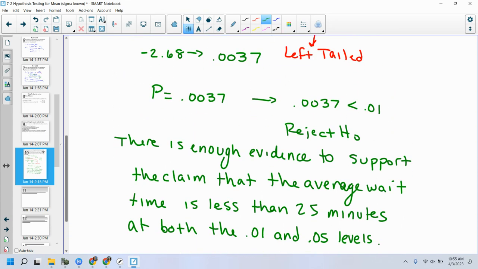Remember, the difference between rejecting the null and failing to reject the null is that rejecting the null makes a definitive statement. I can support the claim or I can disprove the claim. If I fail to reject the null, you can't support or disprove anything. All you're saying is there's not enough evidence to support or not enough evidence to disprove. That's like saying there's not enough evidence to convict. Not guilty. Not necessarily innocent, but just not guilty.